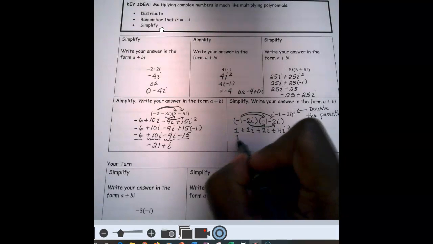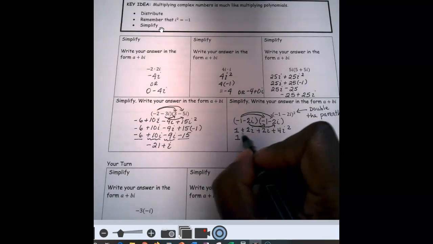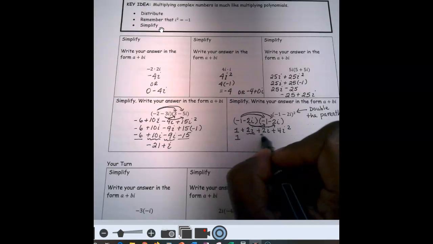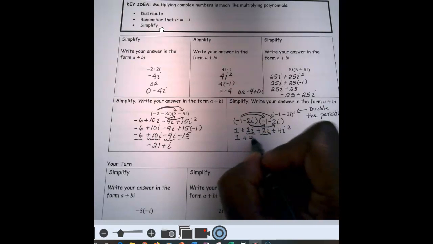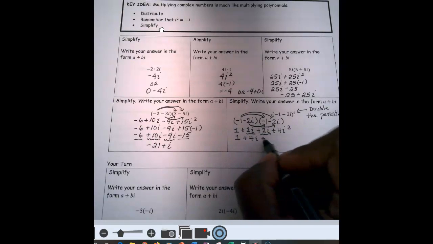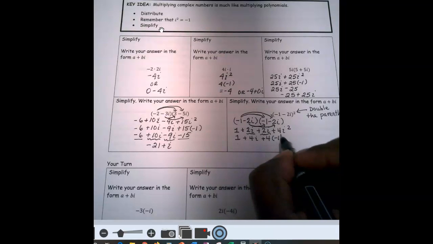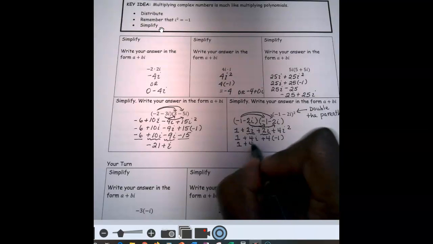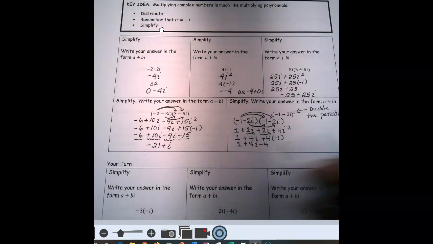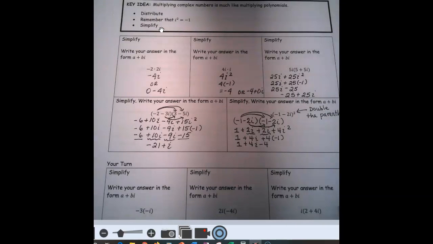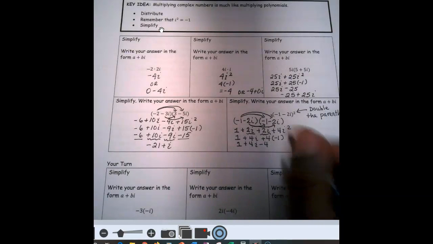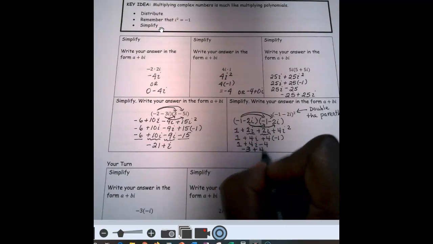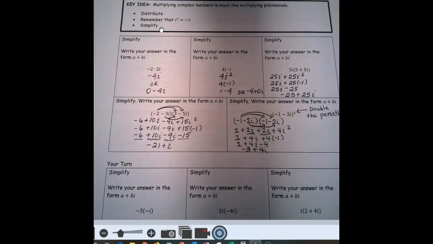So let's go ahead and simplify this more. We've got 1 plus, well, we can just do this part. 2i + 2i is plus 4i. And then we've got 4 times negative 1. So that gives us 1 + 4i - 4, which leaves us with the answer of negative 3 + 4i. And that would be the answer.